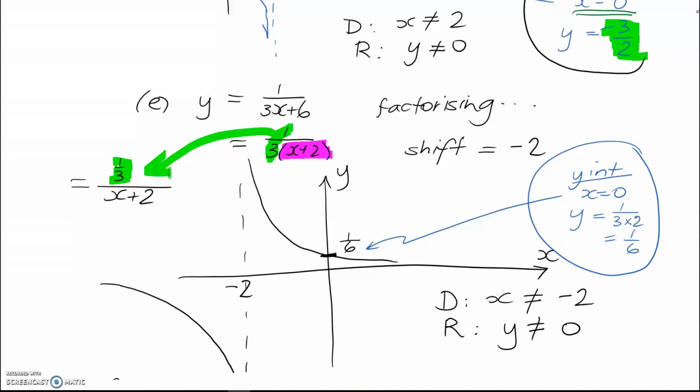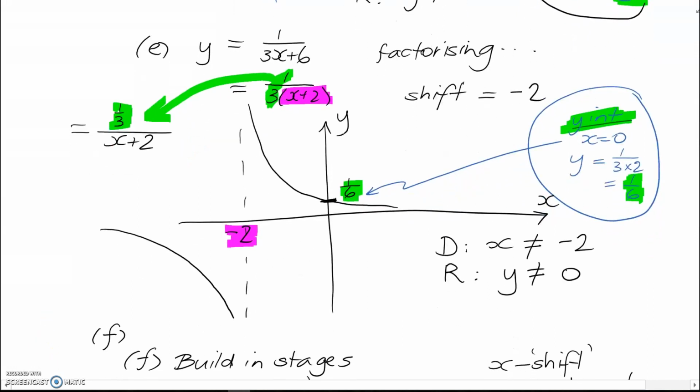So that comes into play here. See on your y-intercept, if that 3 wasn't there, I would have had half. But because the 3 is there, it's going to be 1/3 of a half, which is 1/6. So that gives me that number there. And sure, we know about the shifting, and that's why it's gone over to minus 2. So what's your domain? All real x except minus 2, and your range, all real y except 0.